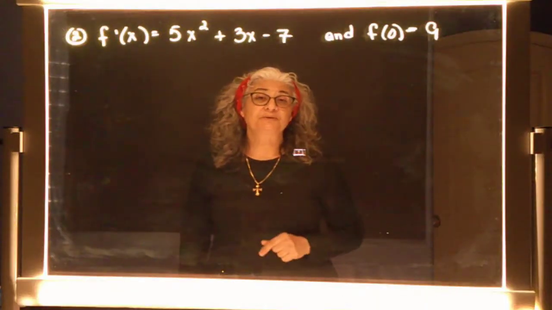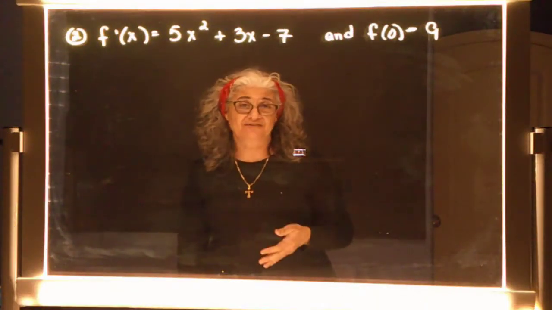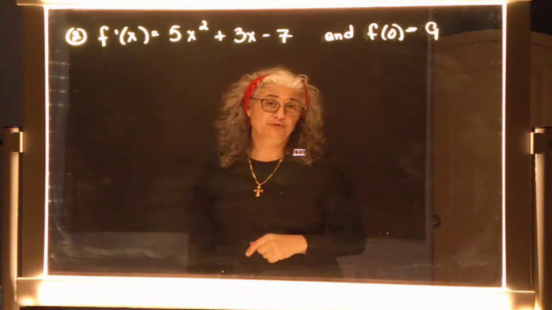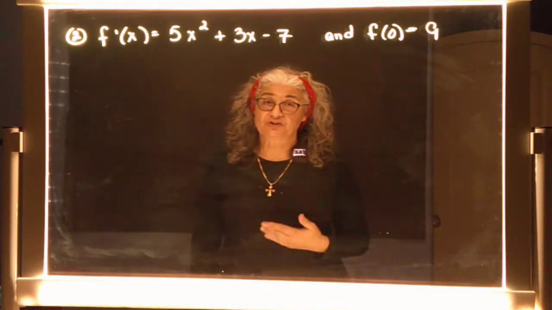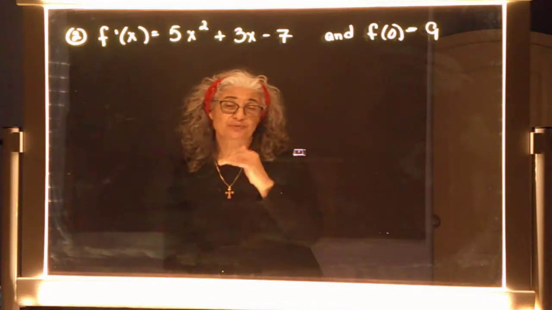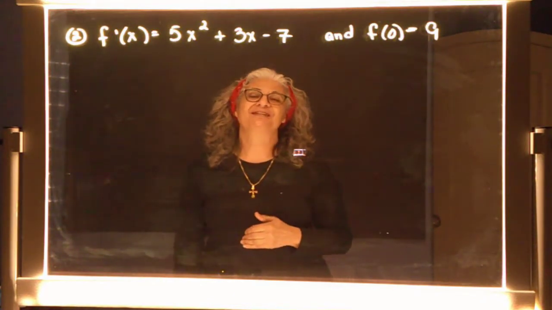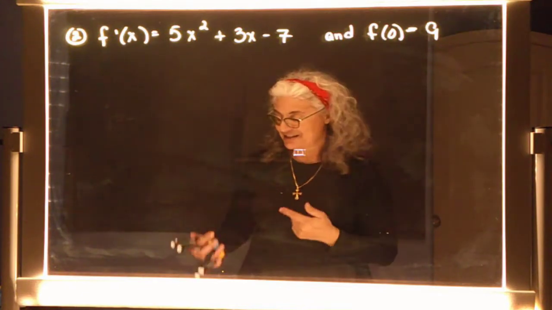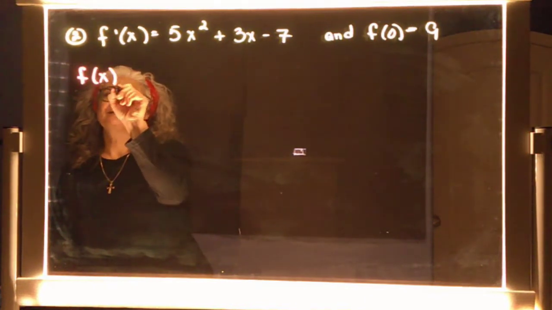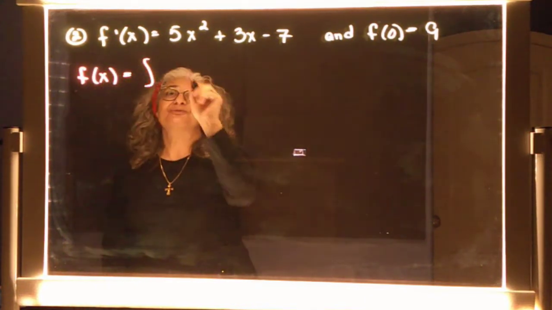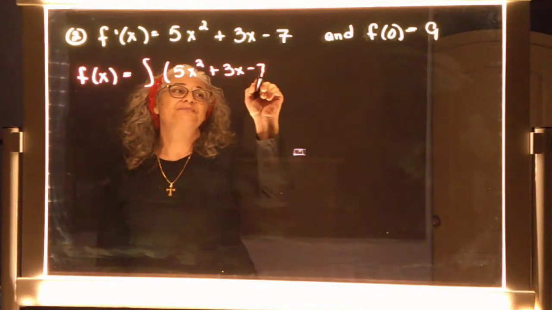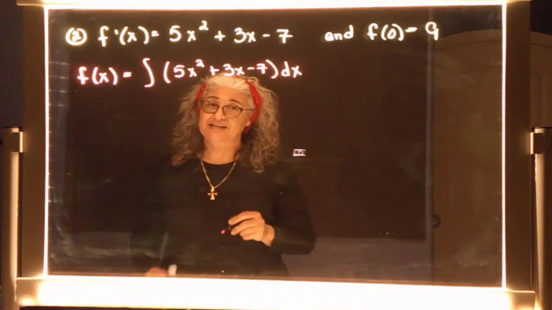All right. This problem, same directions. Find f such that this derivative and this piece of information are both satisfied. So we need to find f, don't we? What did they give us? They gave us the derivative. So how do we go from the derivative to the actual function? Yeah, we have to take the antiderivative. So f of x is going to equal the antiderivative of this second degree polynomial, isn't it? And I'm taking it with respect to x, correct?